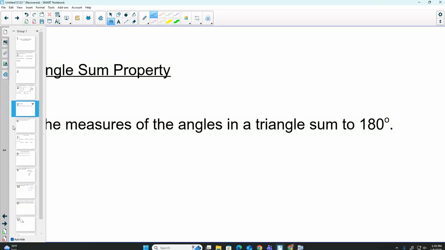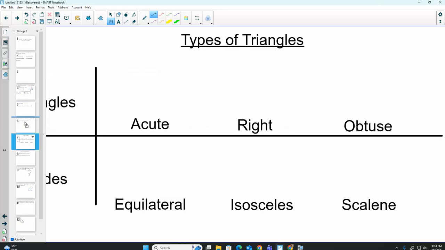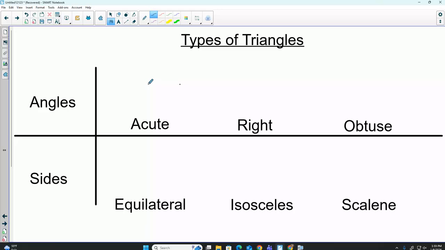A couple other things with triangles. We can classify triangles based on their angles and sides. So you can give it one word for the angles and one word for the sides. An acute triangle is when all angles are acute, or less than 90 degrees. We can't have a negative angle in a triangle, so we don't have to worry about saying between 0 and 90. But every angle has to be acute for the triangle we call acute.